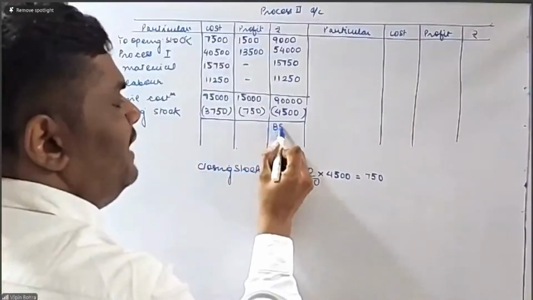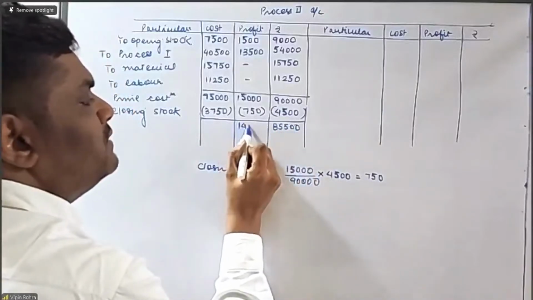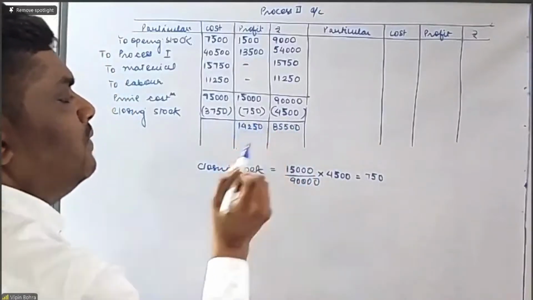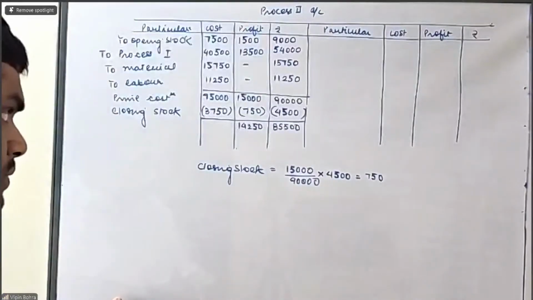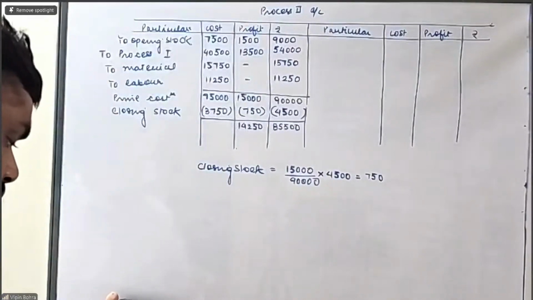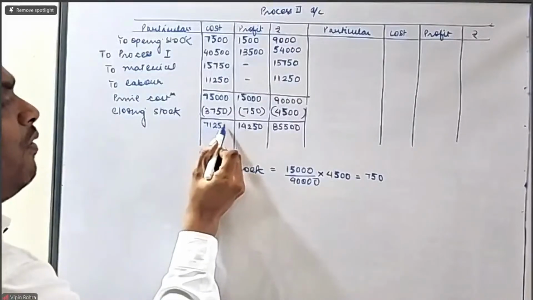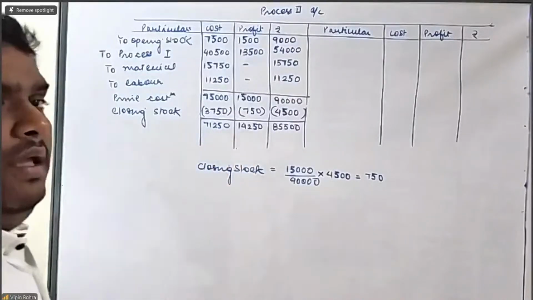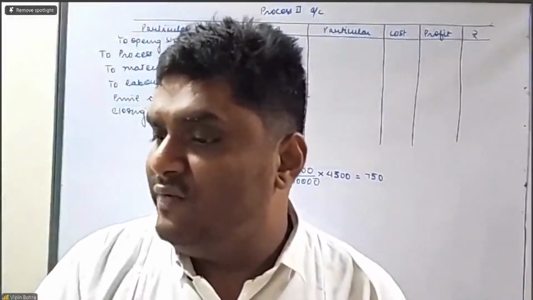So this will be 85,500. This will be 14,250. And this will be 71,250. Herein we will add the overheads, that is 4,500.